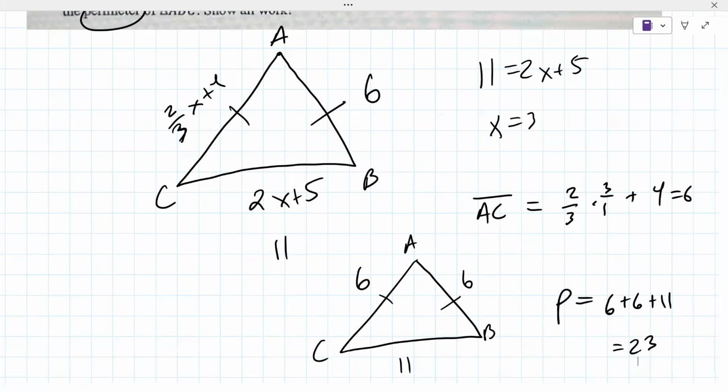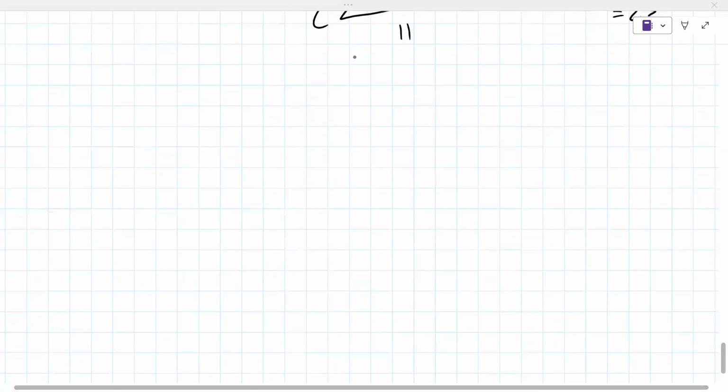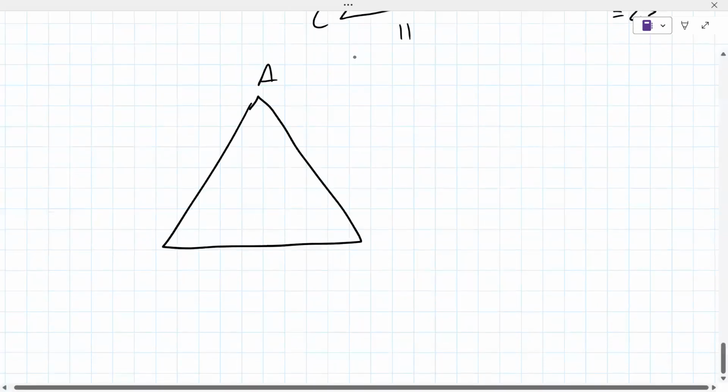Kind of feel like we should do another one like that, but I'll look for some other problems. Right. So the next one is actually related to the same triangle. So we're going to draw this again. A, B, C.